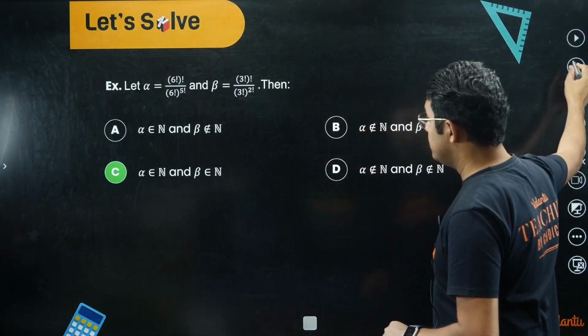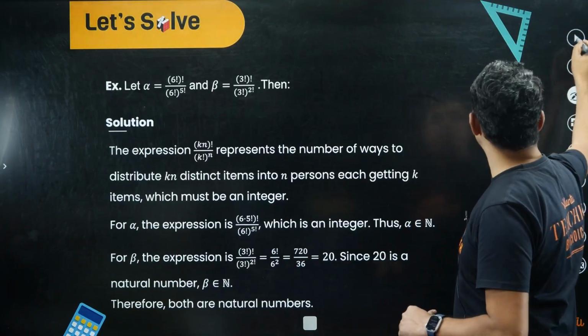Okay, so both are natural numbers. What I gave, yeah, C only. Now coming to the next question.